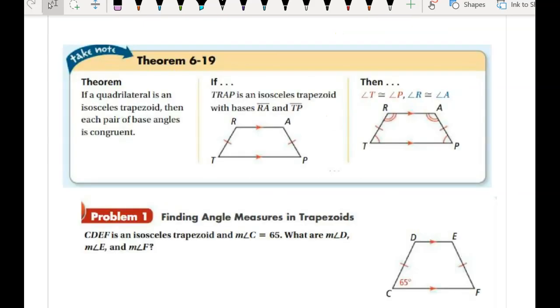Now let's take a look at Theorem 6.19, and it says if a quadrilateral is an isosceles trapezoid, then each pair of base angles is congruent. So that means that angle T is congruent with angle P, and angle R is congruent with angle A. Now this is only true with an isosceles trapezoid.